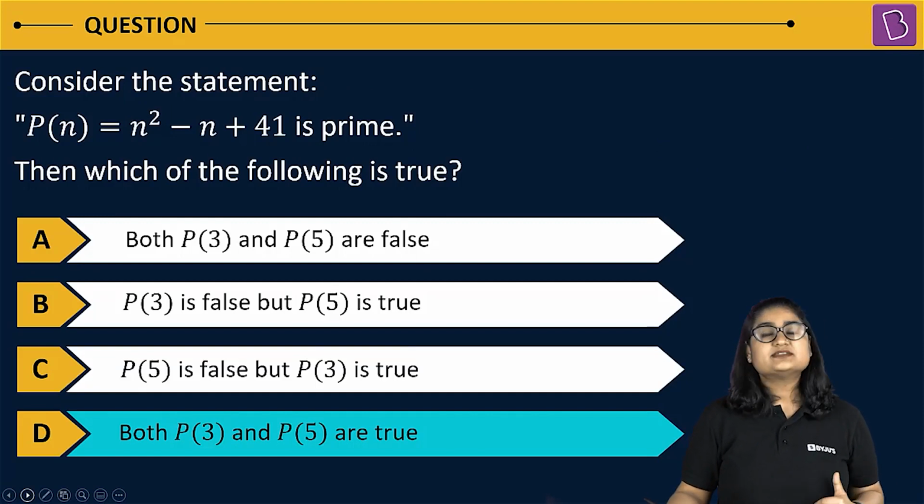Okay, so what is the correct option to this question? The correct option to this question is option D.